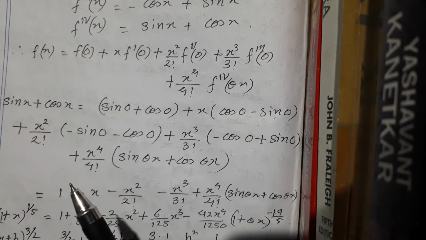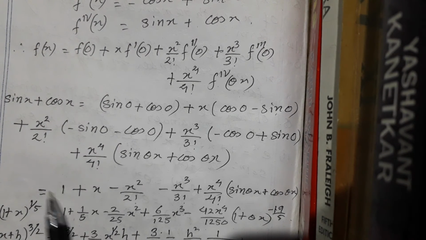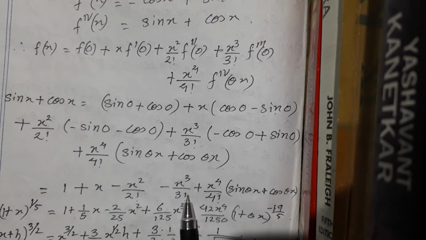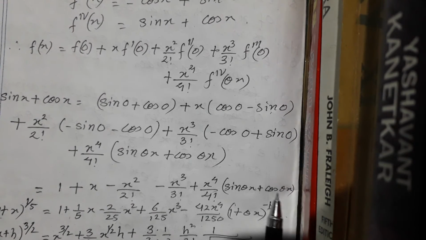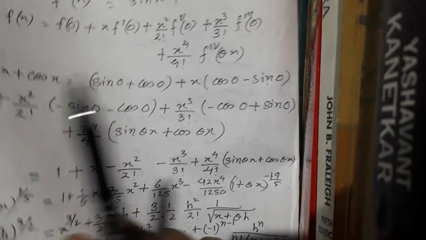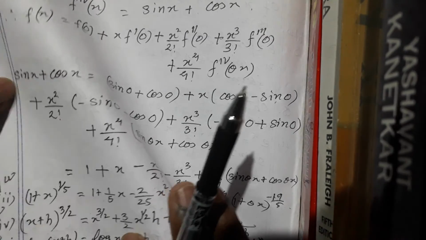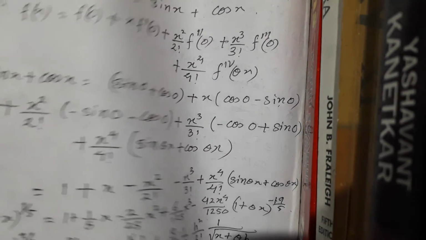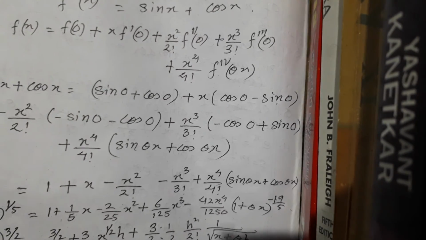You know sin 0 is 0, and cos 0 is 1. So we put these values here. After putting these values, we get 1 plus x minus x squared by 2 factorial minus x cubed by 3 factorial plus x to the power 4 by 4 factorial times (sin theta x plus cos theta x). In the similar manner, we can also do this question, 1 plus x. We can also find it for 1 plus x to the power 1 by 5. So in the same way you proceed.